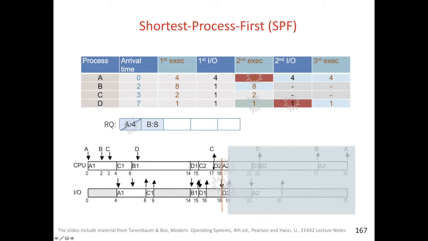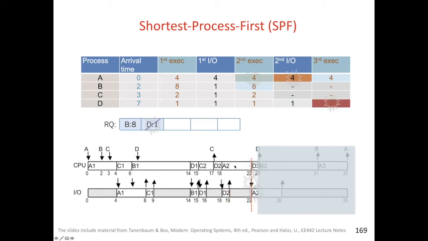At time 18, D finishes its second execution, enters to the device queue, and starts its I/O operation. The shortest one in the ready queue is process A. A starts its second execution. Process D finishes its I/O operation. It enters the ready queue. Process A finishes the second execution, it enters to the device queue.